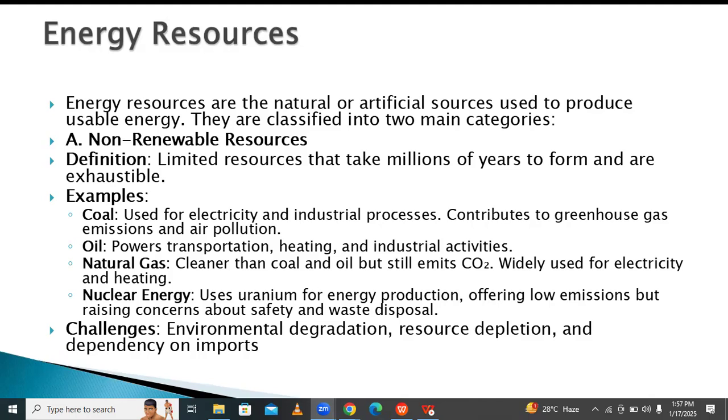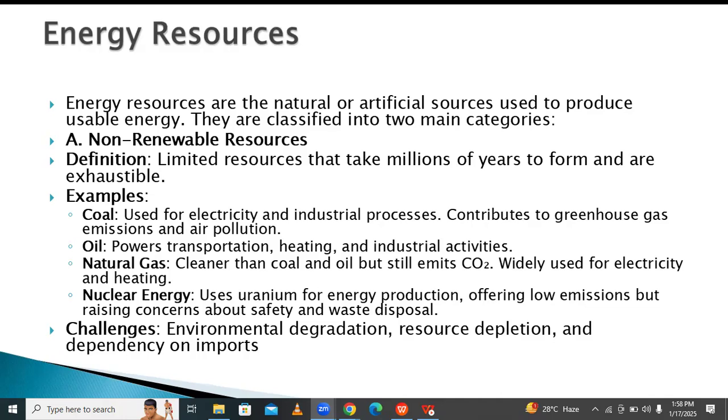These are the major non-renewable energy sources. Nowadays we depend on this type of source, with maximum power generation by coal, in thermal power plants. The major problem here is greenhouse gas emissions. By using non-renewable energy sources, we get more greenhouse gas emissions.